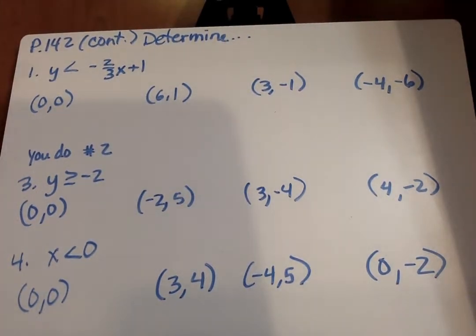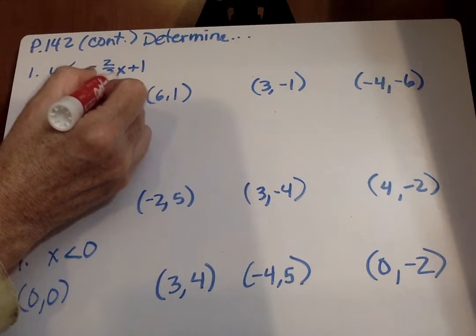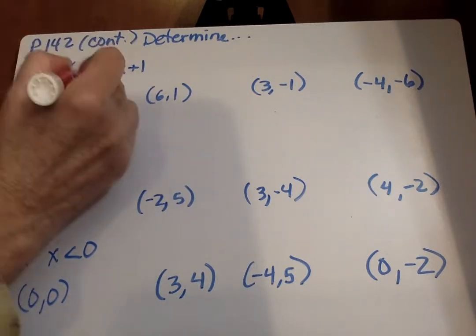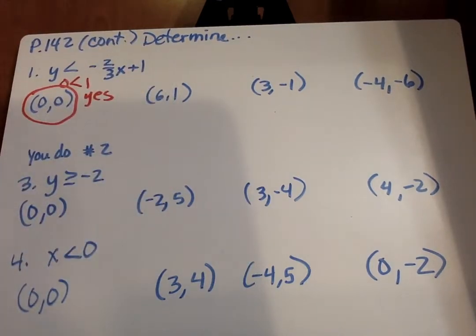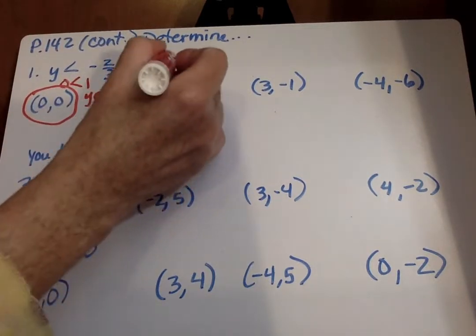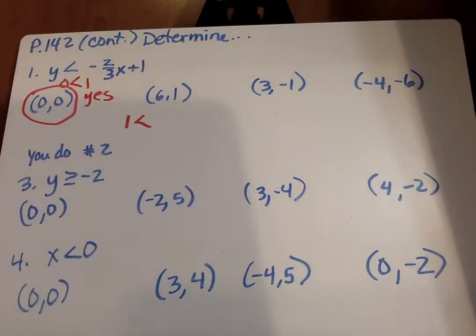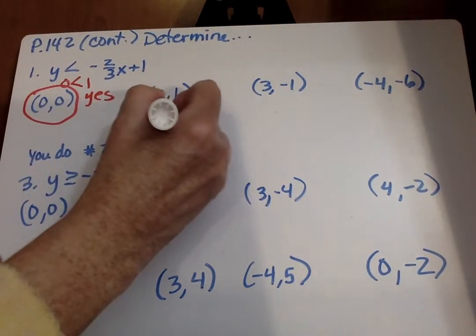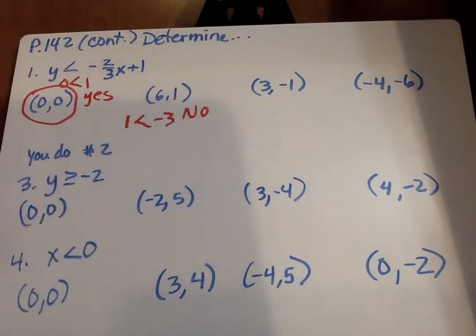0, 0. So we're going to put 0, 0 in there and see if it makes a true statement. Is 0 less than negative 2/3 times 0 plus 1? Is 0 less than 1? Yes. If it is, this is a solution. Let's try 6, 1. Is 1, because this is our y, less than negative 2/3 times 6 plus 1? Negative 2/3 times 6 is negative 4, plus 1 is negative 3. Is 1 less than negative 3? No, so this is not a solution.